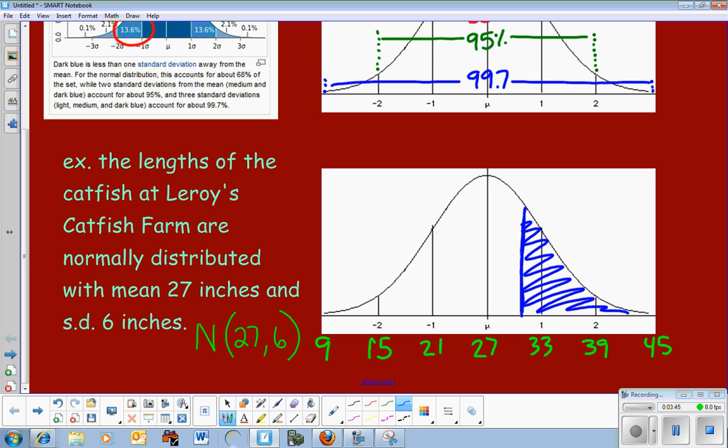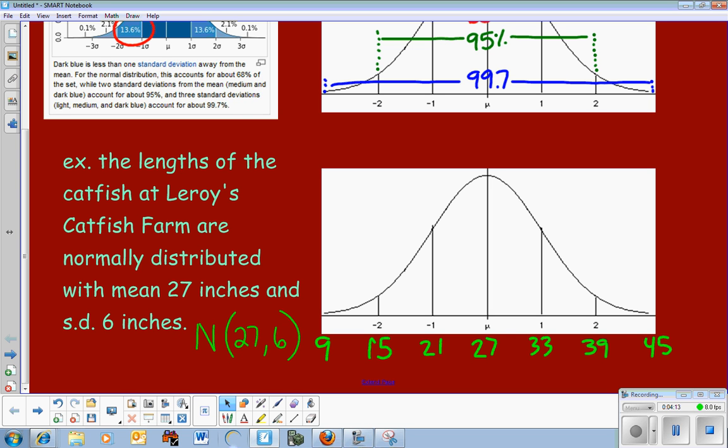And right now we're limited to only answering questions where the ends of the intervals in question are at whole number steps from the middle. I can only deal with 9, 15, 21, 27, 33, 39, 45. I can't deal with 31 right now. That's a problem. Now, if I'm Leroy and I'm interested in this, I could make a chart. I could figure out every single possibility and put them all in a big chart, but we're not going to have to do that.